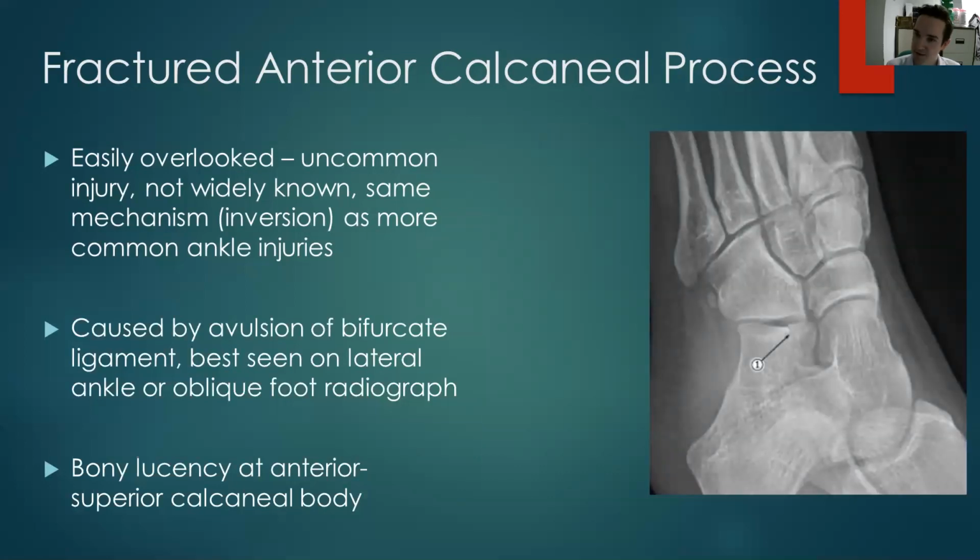Similarly, on the oblique foot, tracing the border of the calcaneum as it articulates with the cuboid, we can just see now there's an irregularity here and a lucency denoted by the arrow running obliquely towards the subtalar joint. There's your avulsion fracture.